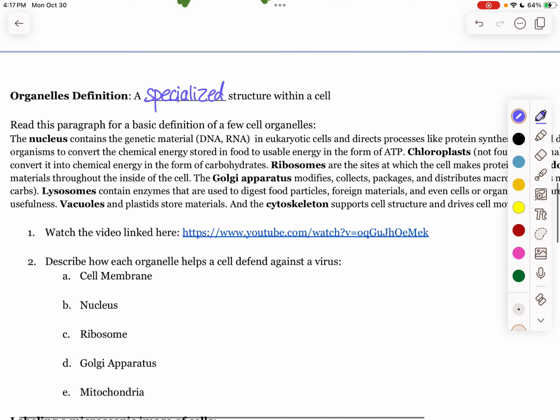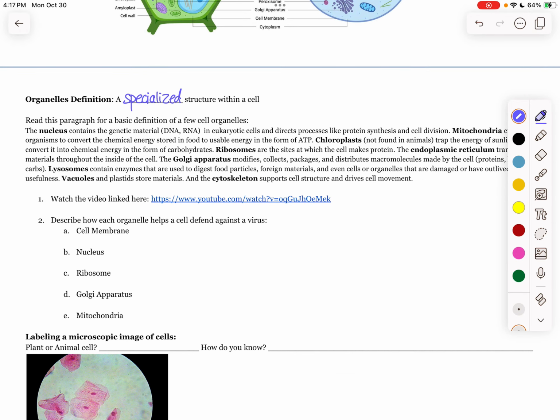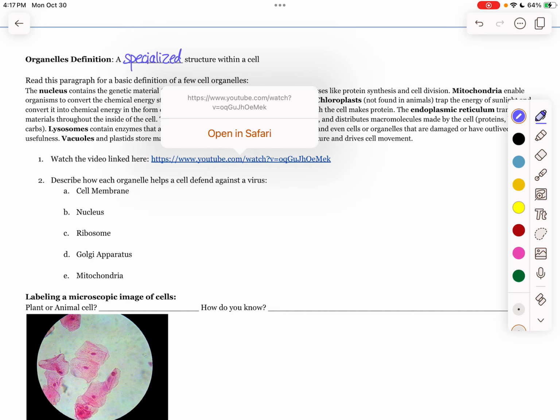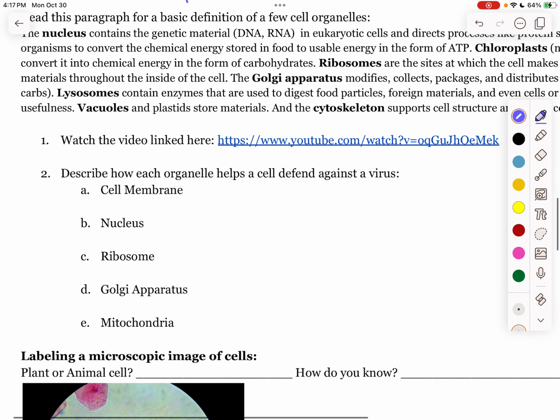So this paragraph tells you the basic definition of a few of those organelles that I want you to be familiar with. It says watch the video linked here. I'm going to link it to my page as well if for some reason you can't click on this. Oh, you can. So please make sure you pause my video and watch the video here. And then you're going to describe how each organelle helps a cell defend against a virus. So a virus is attacking. How would they defend the cell? What are they going to do?